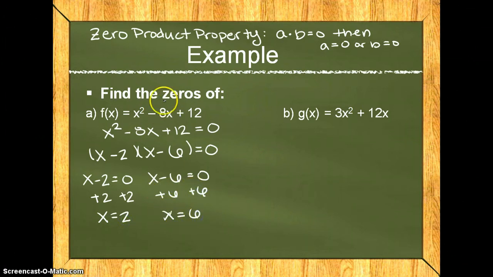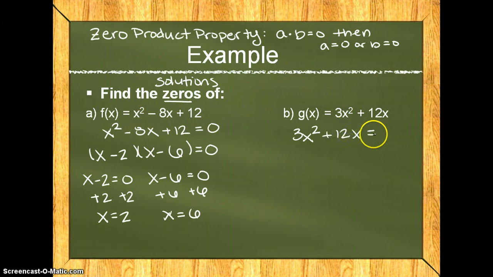Therefore, our two zeros, which are also the same thing as your solutions, are x is equal to 2 and x is equal to 6. Second one, g of x is equal to 3x squared plus 12x. Again, the first thing that you want to do is to change g of x to 0.